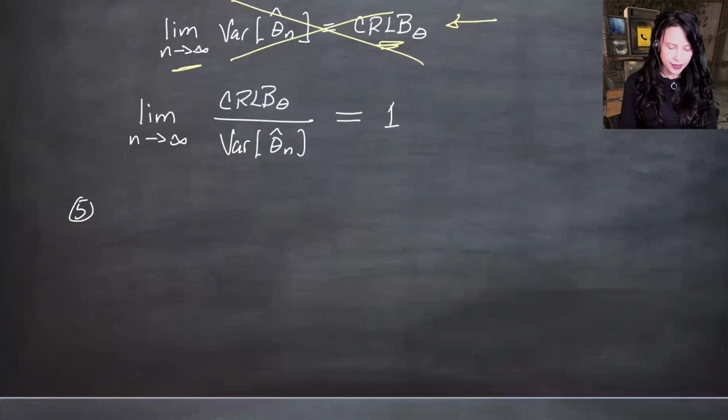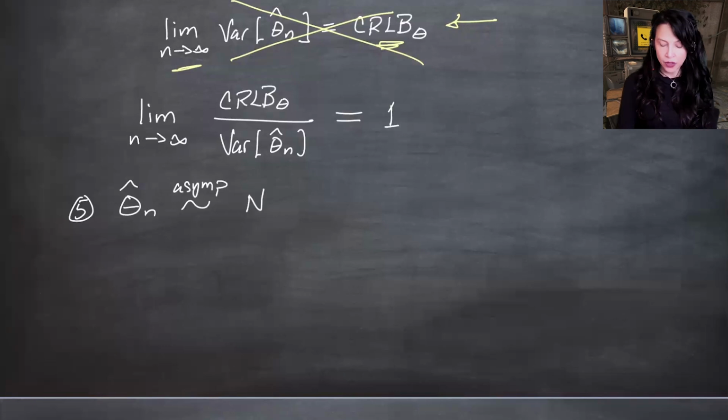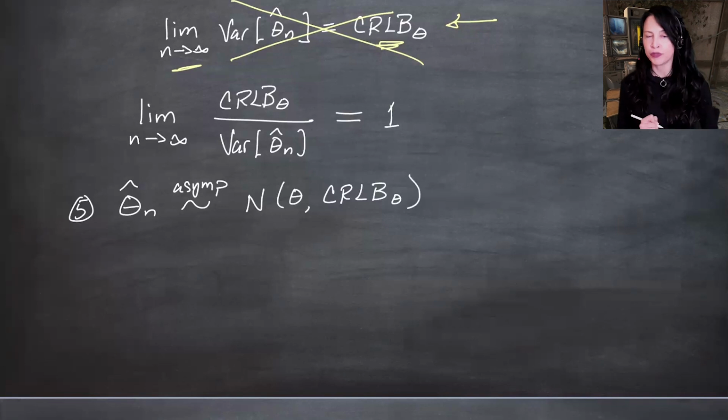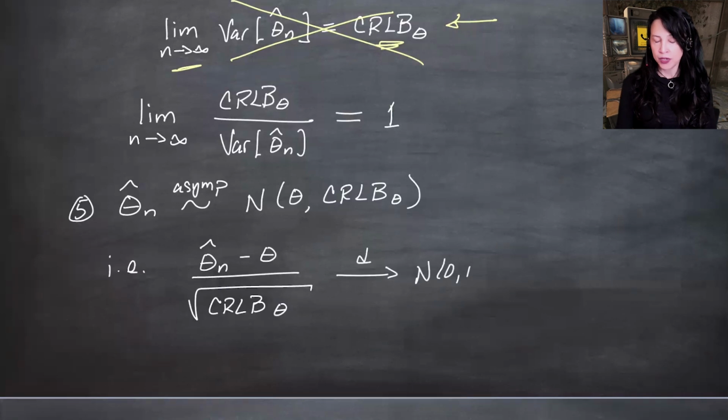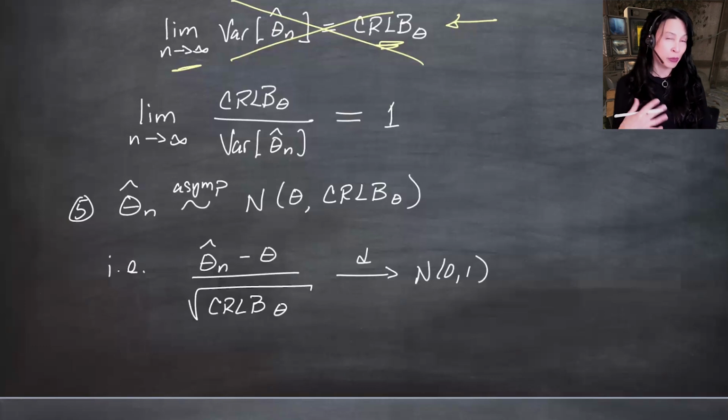Fifth thing is that under certain regularity conditions, the MLE is asymptotically normal with the correct mean and variance equal to the Cramér-Rao lower bound for the variance of all unbiased estimators for theta, i.e. theta n hat minus theta over the square root of the Cramér-Rao lower bound for theta is approaching in distribution a normal 0-1 distribution under certain regularity conditions that, again, we will figure out when we prove this.